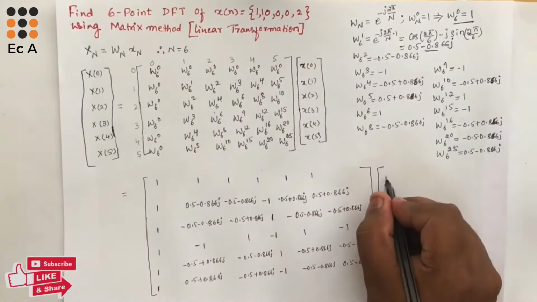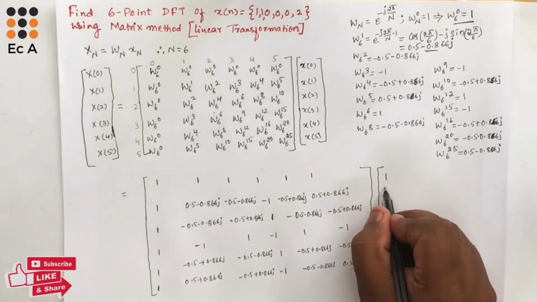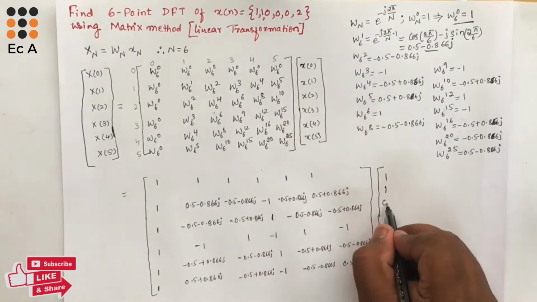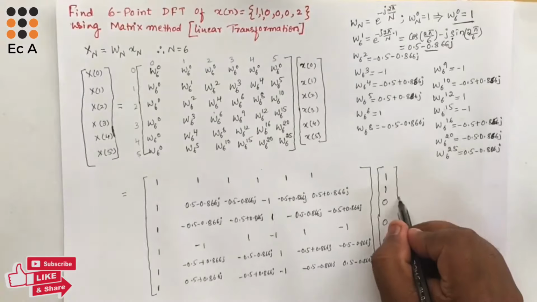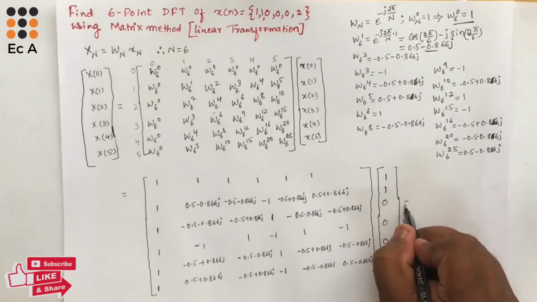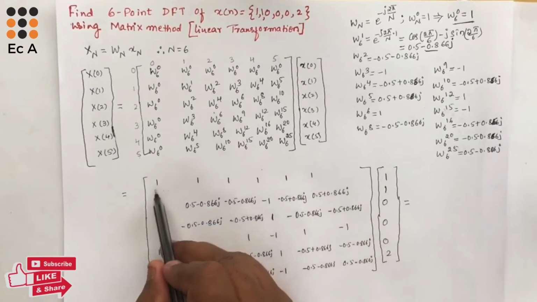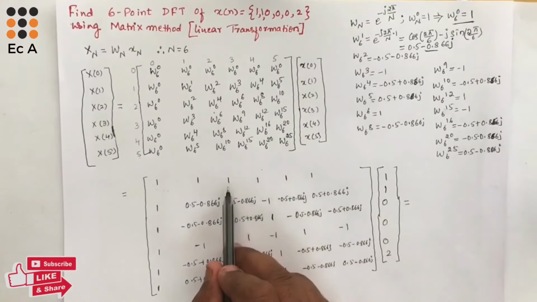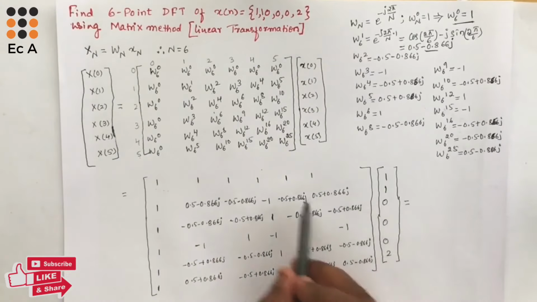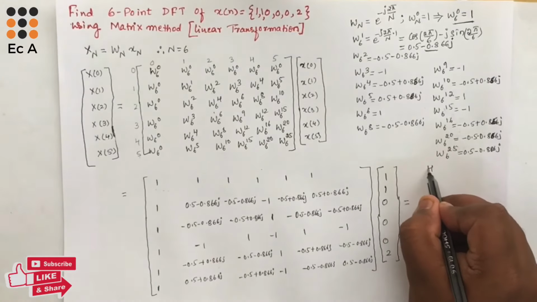So x of 0 is 1, x of 1 is 1, x of 2 is 0, x of 3 is 0, x of 4 is 0, x of 5 is 2. Now if we multiply the first row with this column, it will be 1 into 1 plus 1 into 1 plus 1 into 0 plus 1 into 0 plus 1 into 0 plus 1 into 2. So we will get 4.